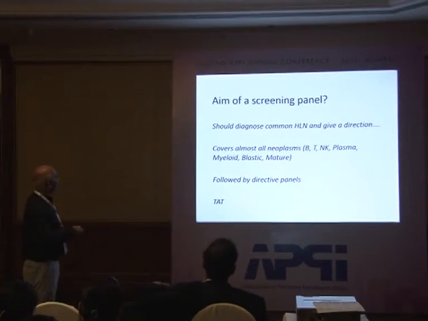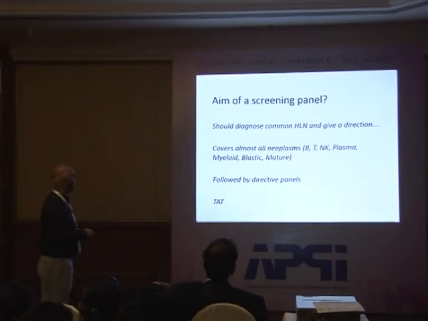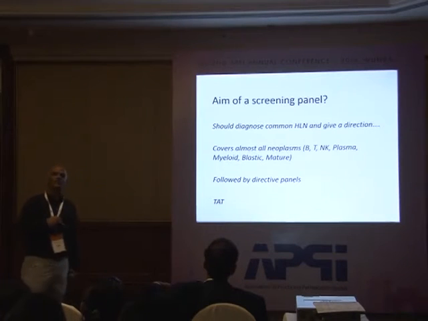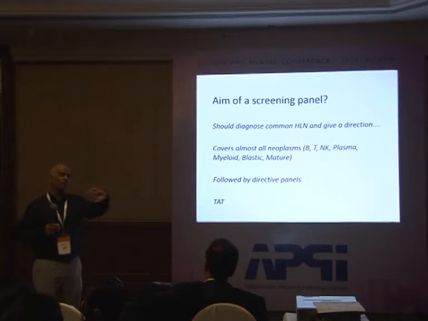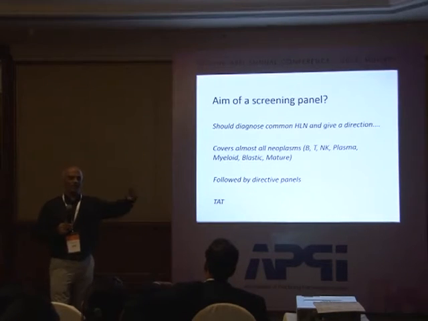So now, what are the aims of the screening tube? It diagnoses common hematolymphoid neoplasms, and it also gives you a direction for which further tubes are to be done. It covers almost all neoplasms: B, T, NK, plasma, myeloid, blastic, as well as mature. And it helps you bring down the turnaround time. Because when you come, your technologist has already put the screening tube without you seeing the morphology. So your screening tube has gone, and you already have a fair idea.